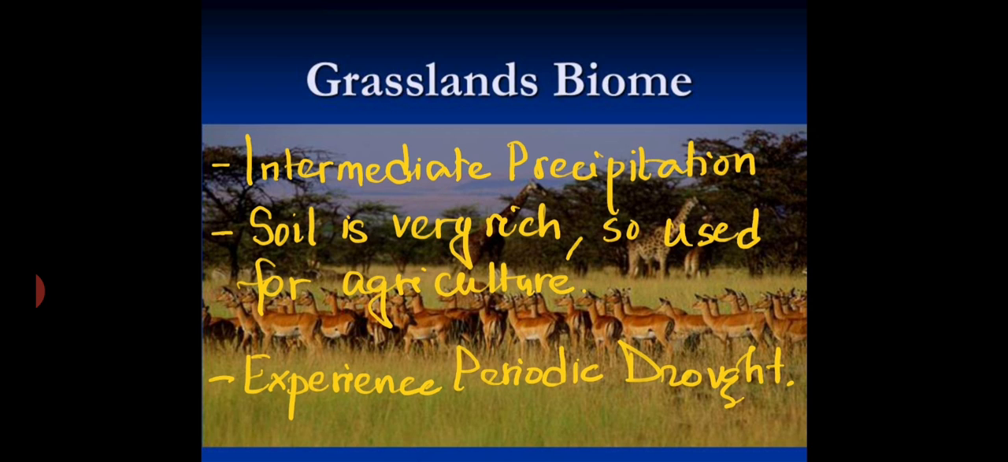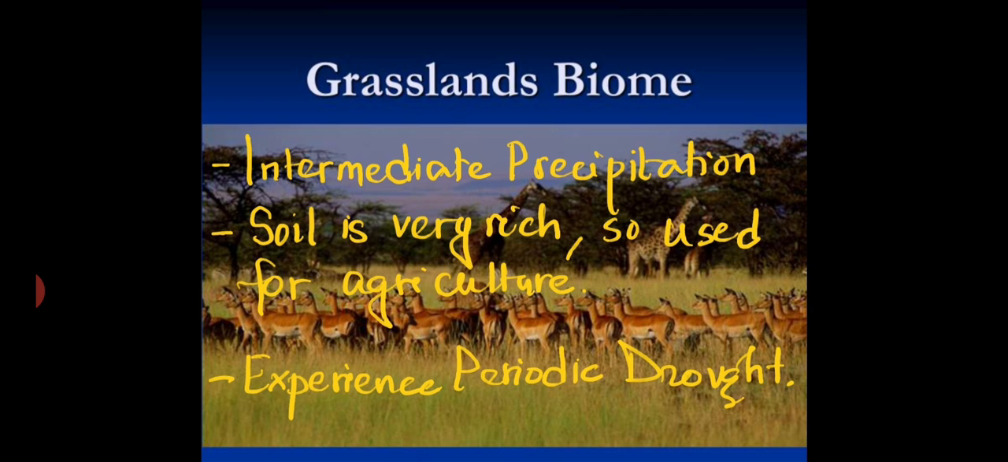Next is the grassland biome. Grassland biome is found in those regions of intermediate precipitation, that is, which is enough to support grasses but not enough to support trees. Most of the grasslands are on flat or slightly rolling terrain. The soils are probably the richest in the world as a result of thousands of years of plant growth and decay.